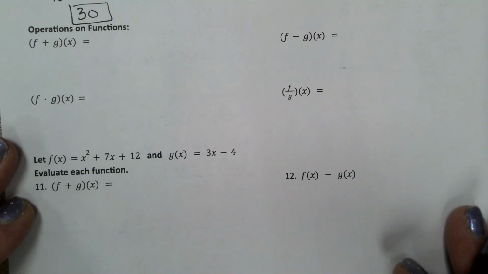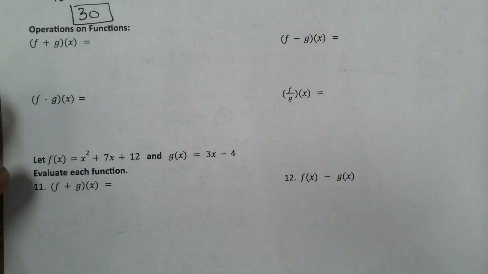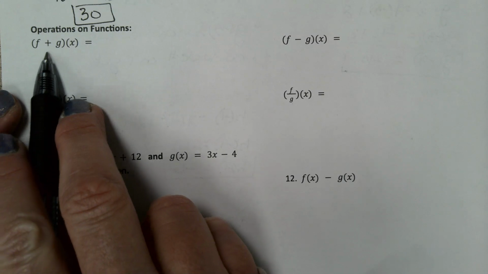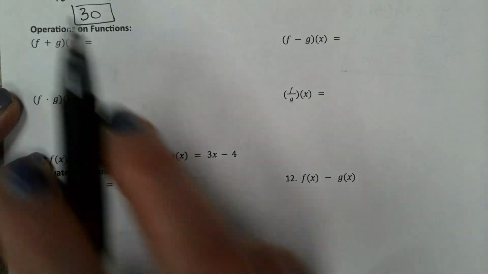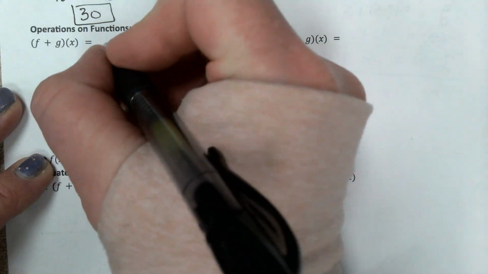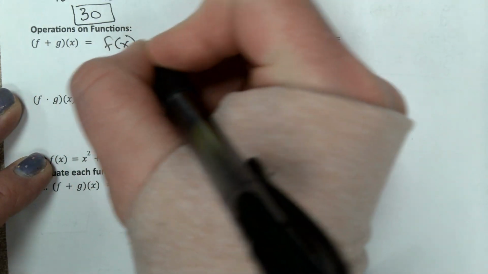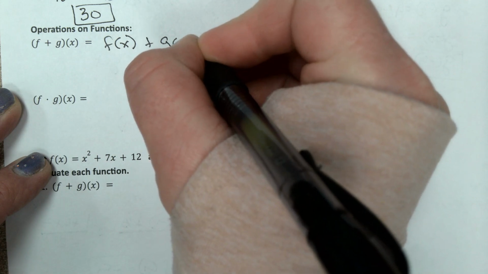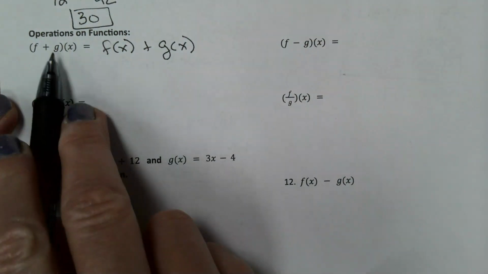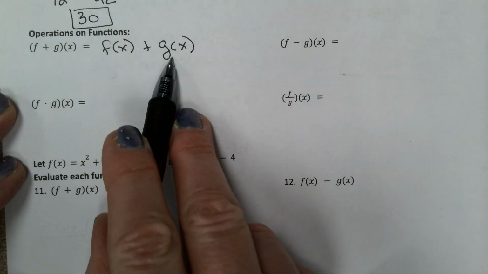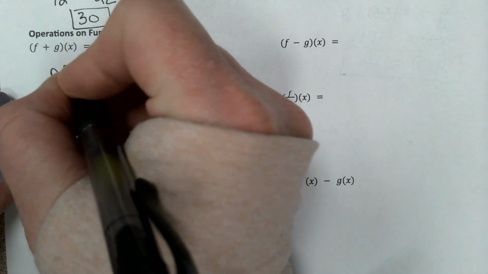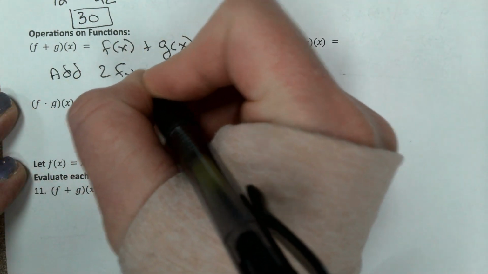The next section, we're going to do operations on functions. So that says take your f function and add the g function to it. So I would rewrite this as f of x plus g of x. So if you have f plus g in parentheses, you can separate it out. And so here, you're just going to add your two functions together.